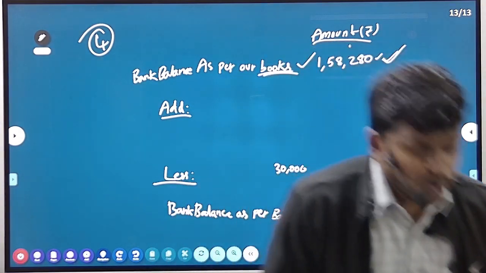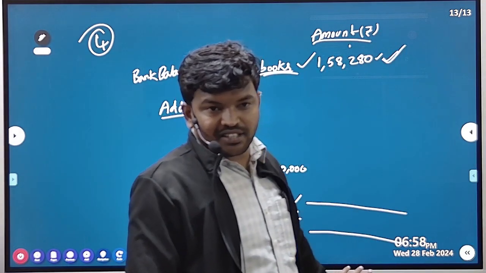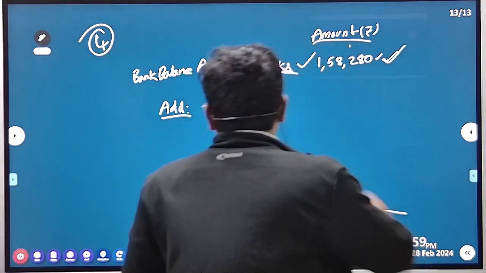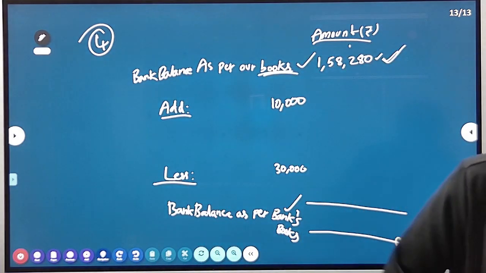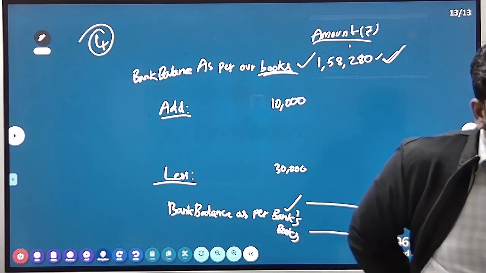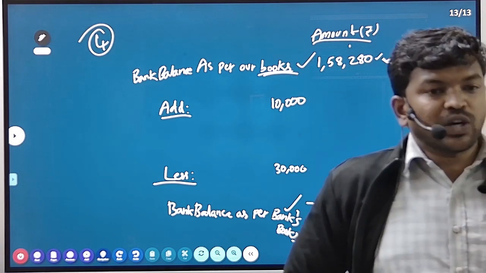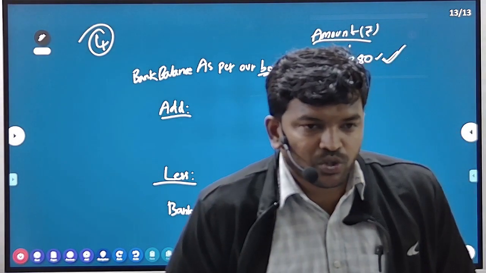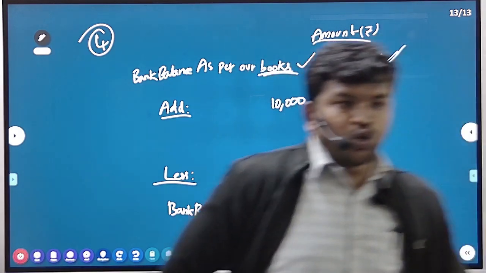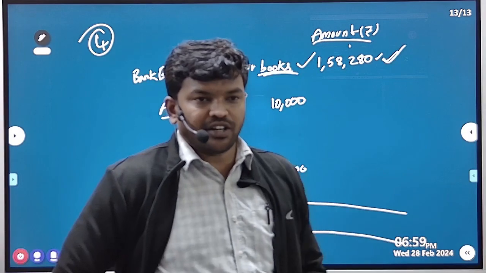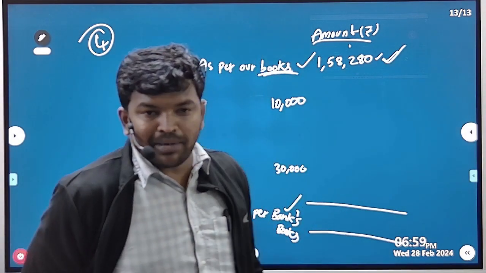So this figure includes more deduction. Yes or no? You have to add how much amount? 10,000 back to reach this bank balance. Understanding na? So here in the add column you have to give this 10,000. Understood? Bank has deducted only 21,200 from my account. You have unnecessarily recorded 31,200. So add that 10,000 back to your balance to reach the bank balance.